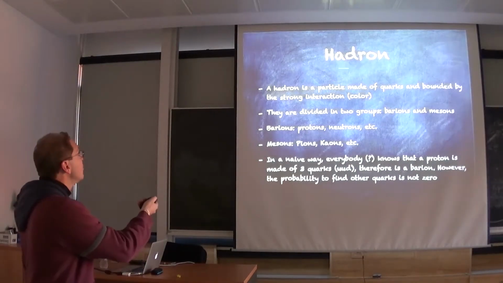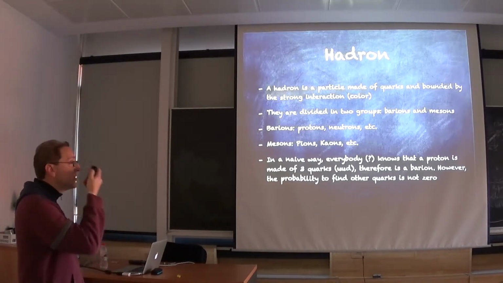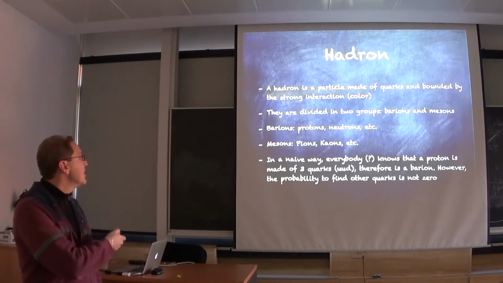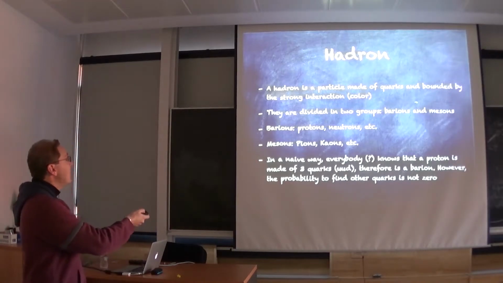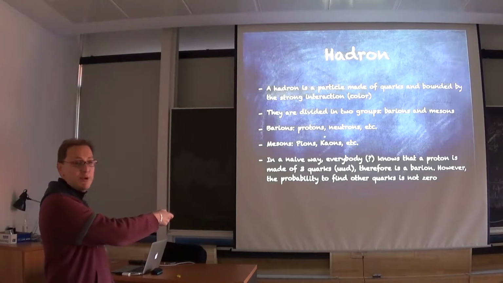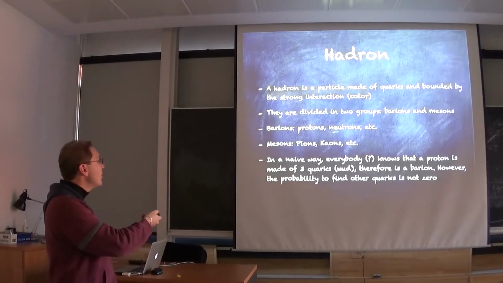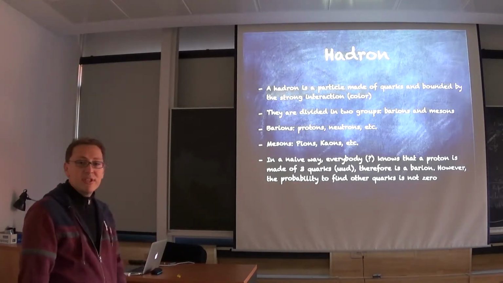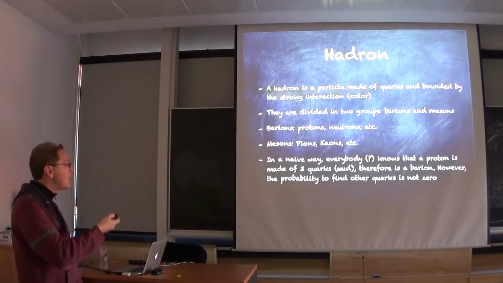What is a Hadron? If you go to the PDG, and also in Wikipedia, they are going to tell you that it's a particle made of quarks in a bound state, bound by the strong interaction, by the color. And they are divided into groups, baryons and mesons. Baryons, for instance, protons. So we are going to collide protons, we are going to collide baryons. And we are going to produce, for instance, mesons like pions and kaons. The detectors are going to measure the energy momentum of these particles.